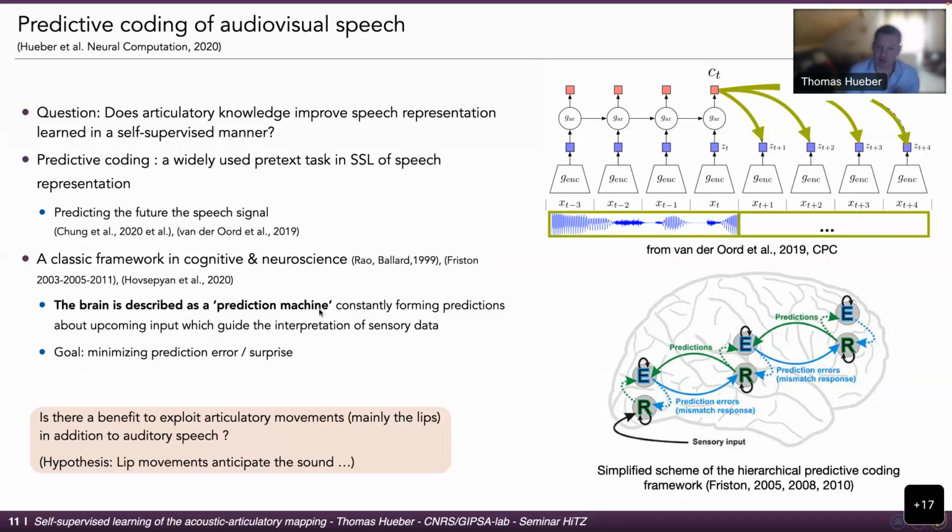the lip movements anticipate the sound. So when it comes to predicting what comes next, if we have an additional piece of information which is available sooner, is it a good idea to use it? And can we build a more robust representation if we have this additional articulatory information?